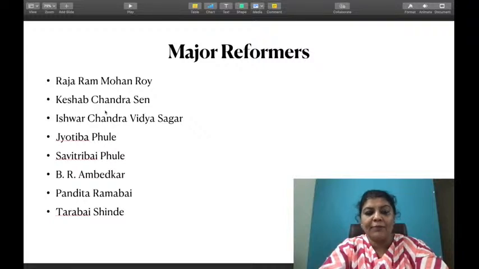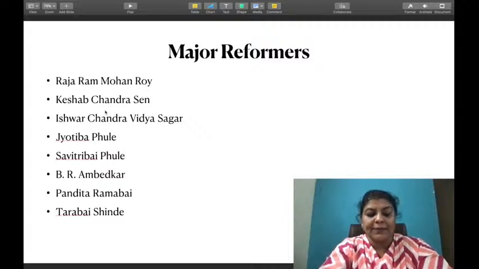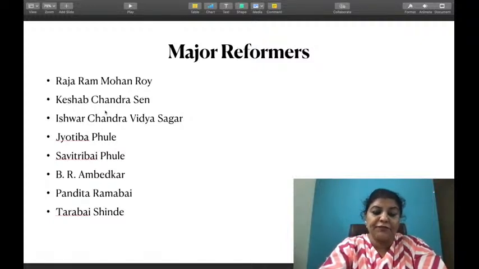So right now, I'm not going into B.R. Ambedkar more. He was, as you know, a very major writer, and he has also started periodicals and such things. And he was a very major figure in the Dalit movement in India.